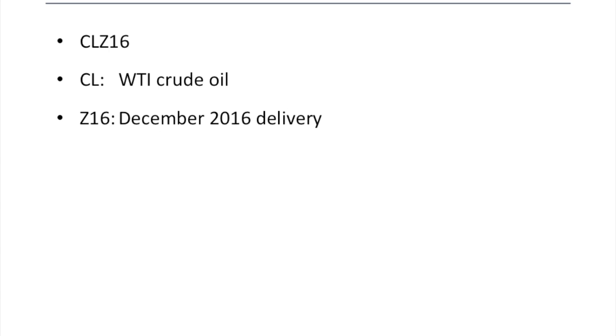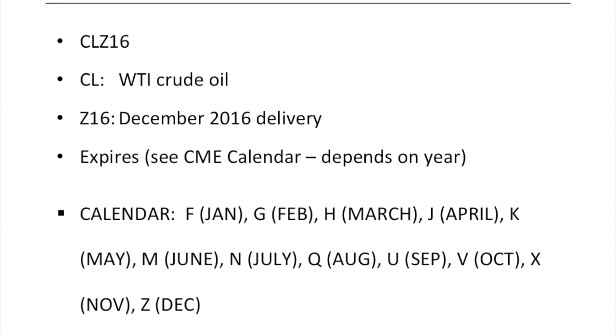An example of a Chicago Mercantile Exchange futures contract would be as follows. CLZ16 would denote the following. CL for the futures contract of WTI crude oil. Z16 denoting December of 2016, Z being the month, and I will cover all the months in a moment. And the expiry date, which is not noted, where for a futures contract trading on the exchange, you have to refer to the current calendar because expiry dates change every year based on the calendar.